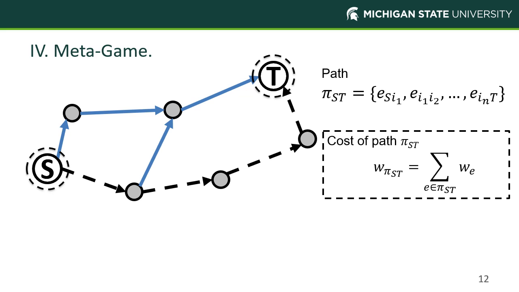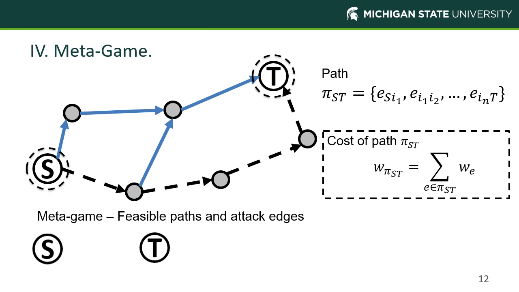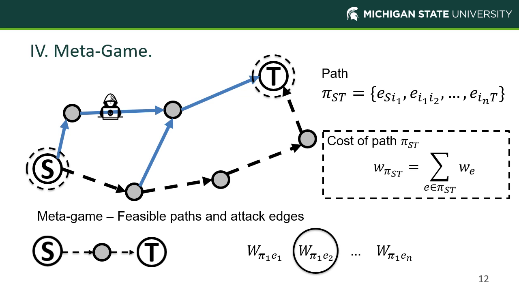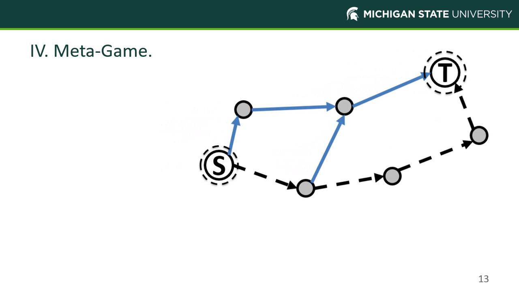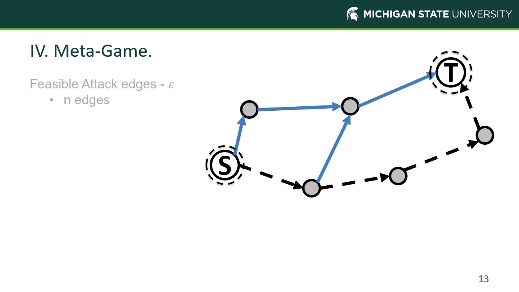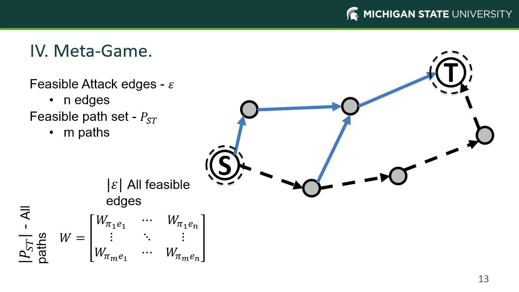The zero-sum metagame is defined over feasible paths and edges. Let's see how we construct a row for such a metagame. For a given path, we determine the corresponding path cost conditioned on the attack over the feasible edges. Here you see we also determine path cost conditioned on the edges not belonging to the current path. Therefore, given n feasible edges and m feasible paths in a graph, we construct the metagame entries.